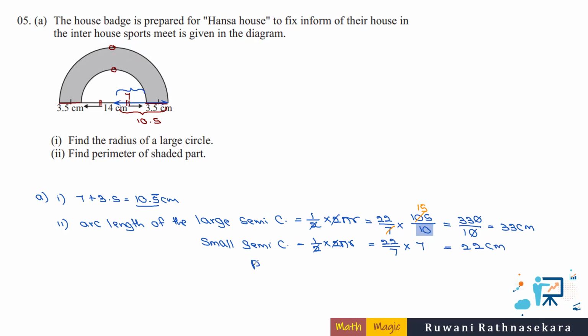Right? To make it the perimeter, for the two arc lengths, which are 33 cm and 22 cm, you have to add two 3.5s. 33 plus 22 plus 3.5 plus 3.5. The 33 plus 22 is 55. 3.5 plus 3.5 is 7. Therefore, when you add 7 to 55, it is 62. Same unit as the radius or the length.